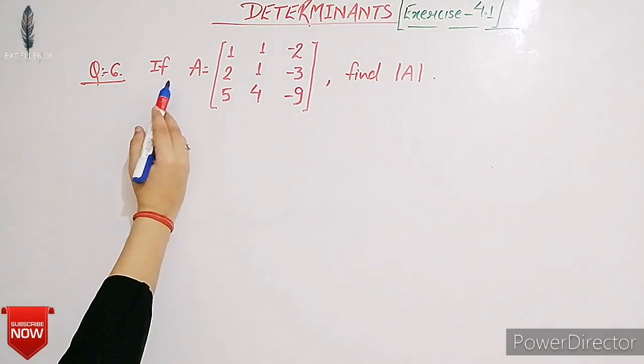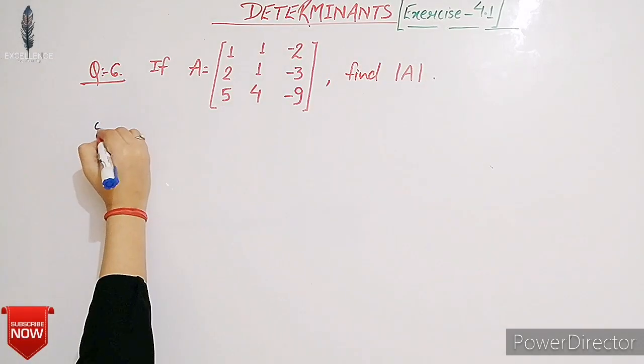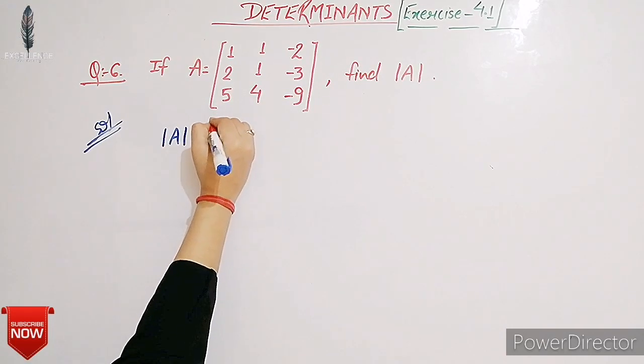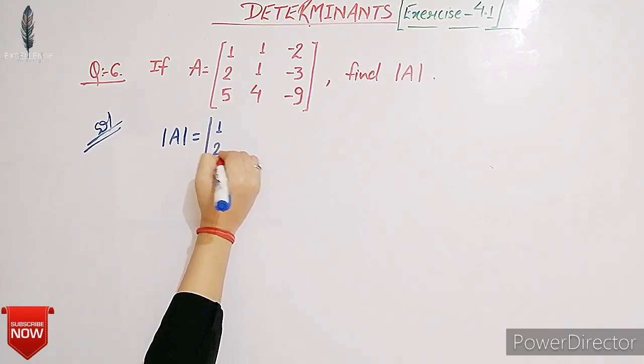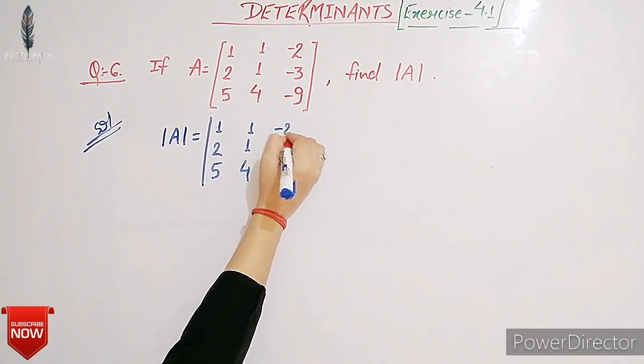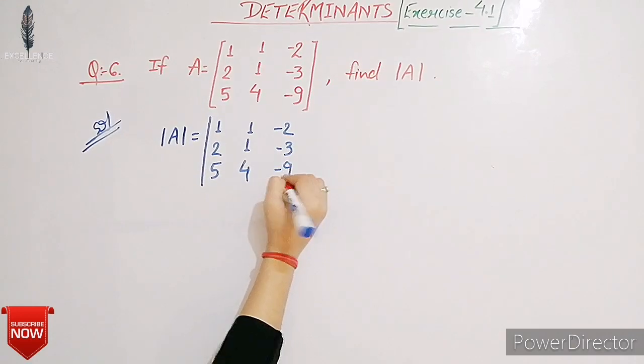Let's see the next, question number 6. Here matrix A is given. We have to find the determinant of A. So the determinant of A is equal to the determinant of 1, 2, 5, 1, 1, 4, minus 2, minus 3, minus 9.